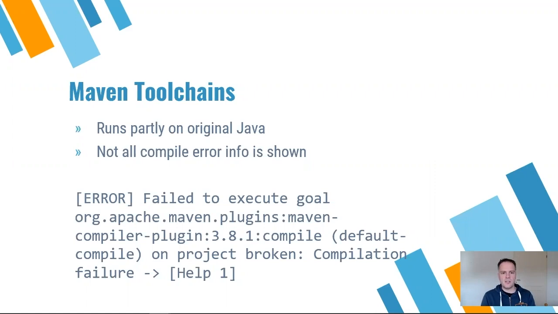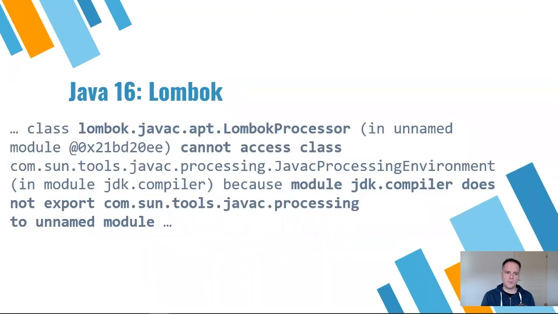When I ran this again without Maven Toolchains and with Java 16 directly, I got a more descriptive error. And the part at the end is probably the most interesting one. The module JDK compiler does not export the processing to a named module. So that's exactly what we, in the workaround, exposed again to make it available. So this is a better descriptive error.